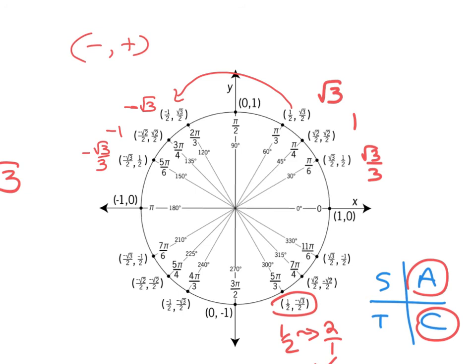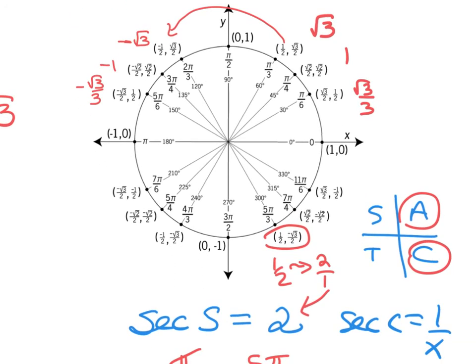Now let's go down to the bottom 2 quadrants. Same ordered pairs, they're just in a different spot. So if you look at this one, this is -√3 over 2 and -1/2. It's the same as this one, and it's negative divided by a negative, which still gives you positive.